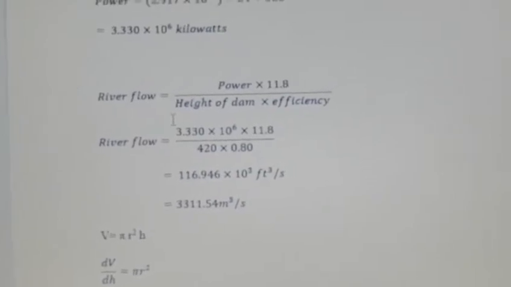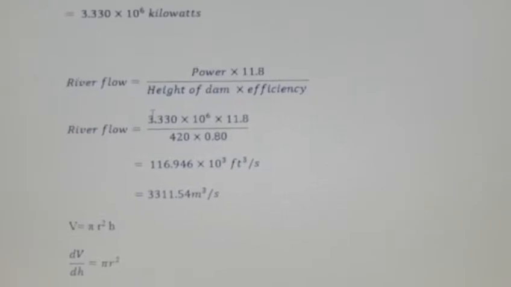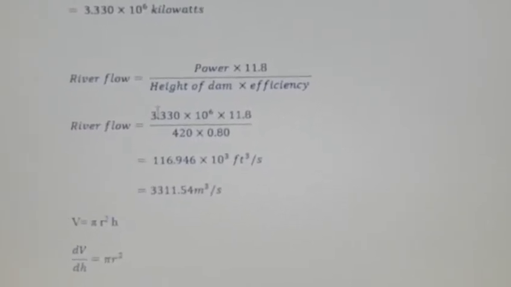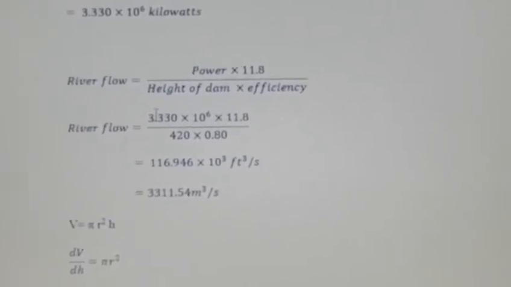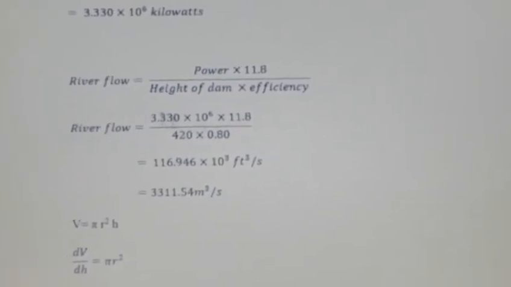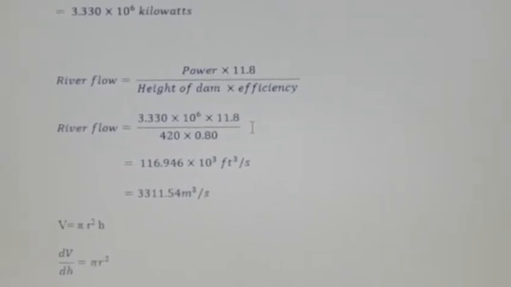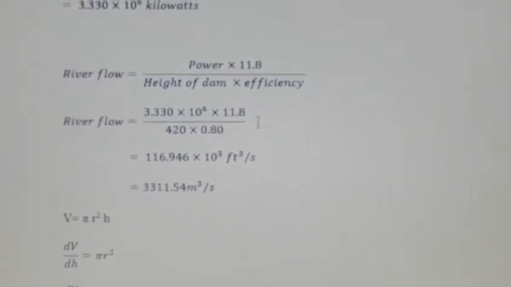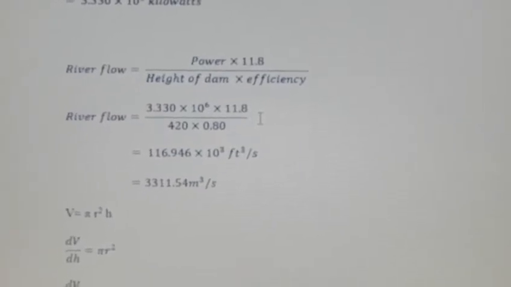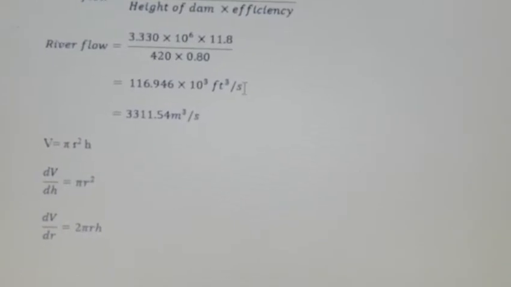For the river flow, we rearrange the formula and calculate the river flow. So we get the river flow as 116.946 times 10 to the power of 3 cubic feet per second. Then we calculate in cubic meters, so in cubic meters per second it is 3,311.54.